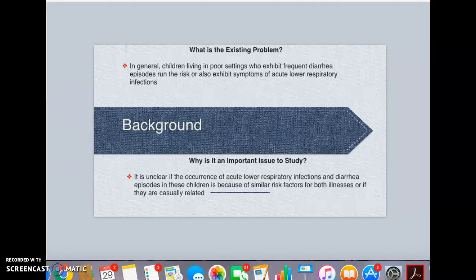Why is it an important issue to study? For me personally, I took an interest in this topic specifically because I do have my own personal experiences with lower income and how some of the illnesses and infections can take hold, specifically based on geographical location and socioeconomic status. So this is something that I am truly interested in, and I did find rewarding to do research and talk about. So it is unclear if the occurrence of acute lower respiratory infections and diarrhea episodes in these children is because of similar risk factors for both illnesses or if they are actually related. So that's what we're going to find out here.